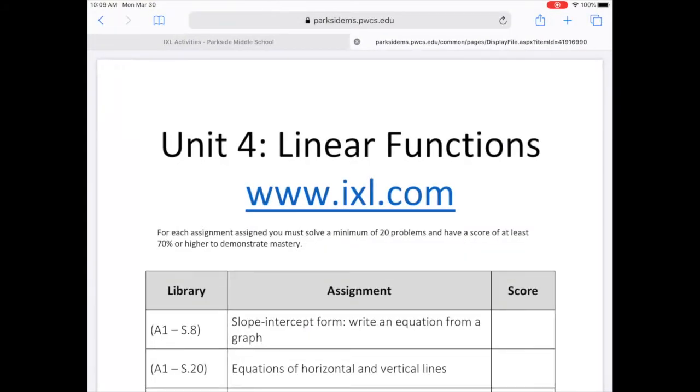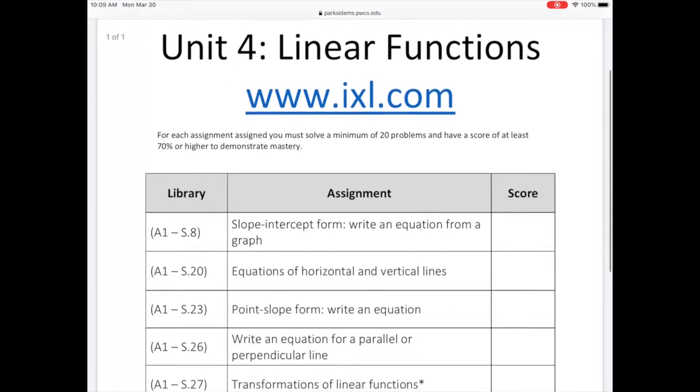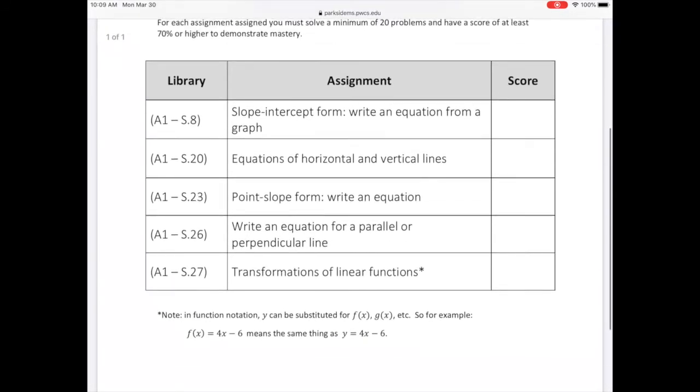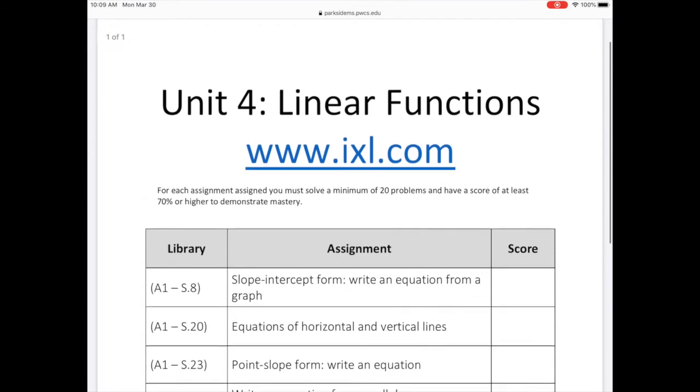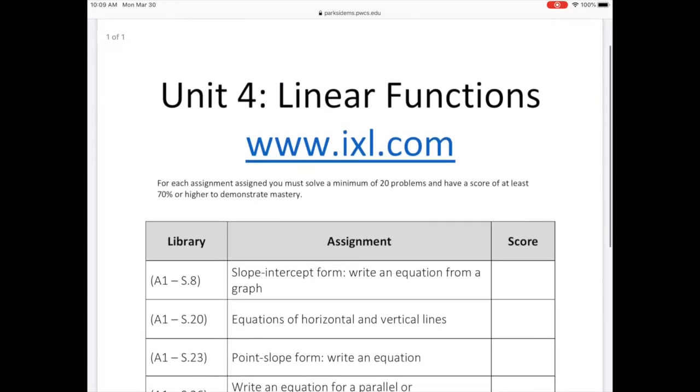And you'll get a document like this. On the left side where it says library, that's the actual IXL. So algebra kids, you would go to A1, S8, A1, S20, A1, S23, etc. It shows you what the topic is and a place for you to write down your score. If you would like to keep track of your scores just for fun to see how you're doing, you could print out this page and write down your scores, okay?